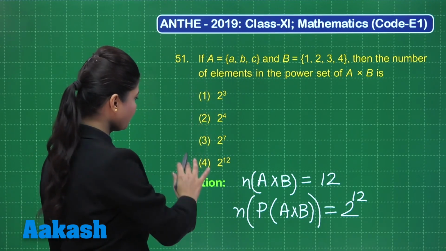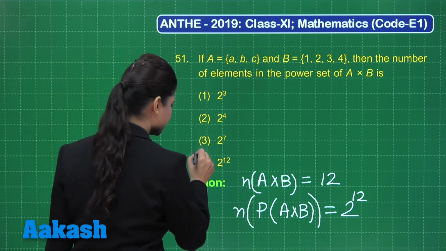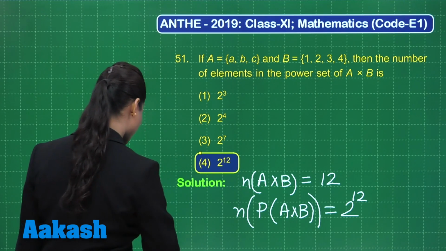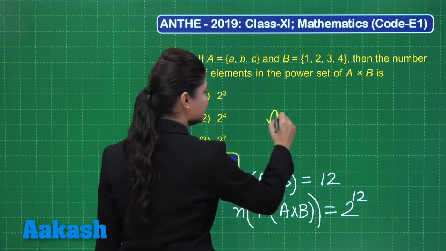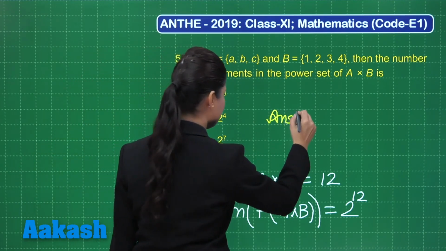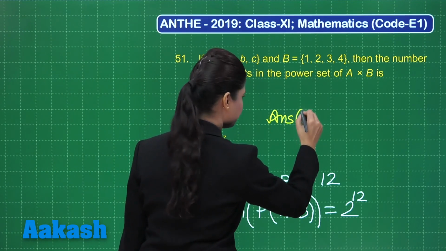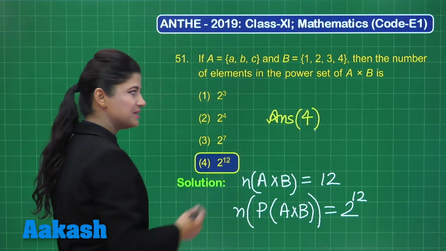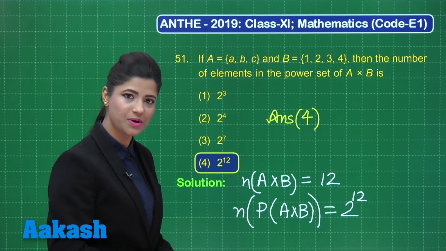Out of these 4 options, you can clearly observe that is present in option number 4. So you can definitely mark the answer for question number 51 as option 4. I hope it is clear to you. Let's take up our next question.